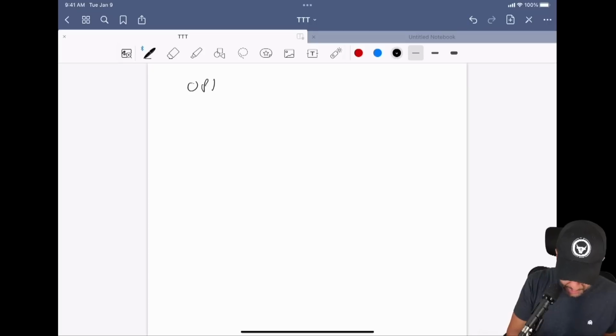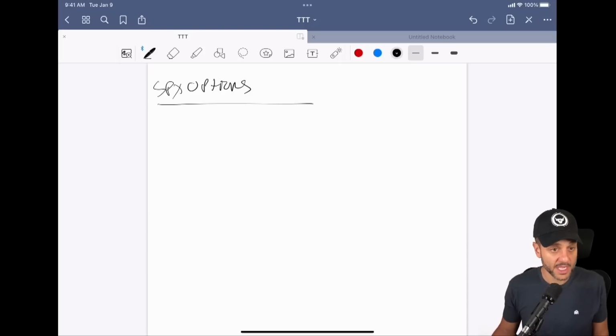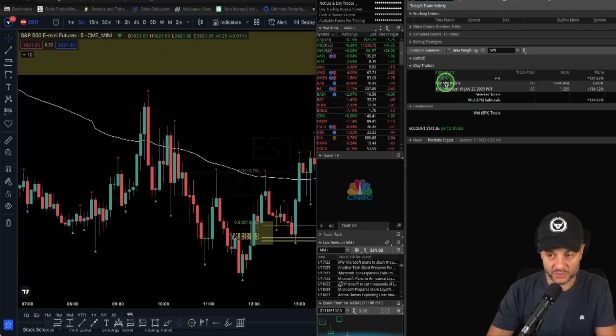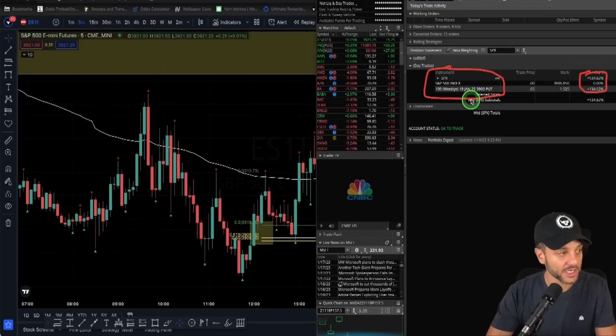Now let's look at the options, and we're going to be using SPX options, right? SPX options, by the way, expire every day. So they have 0 DTE or 0 days to expiration options every single day. Now we took the same exact trade with the 3,900 puts, right? And on the 3,900 puts, we made 135%, 134% and change.